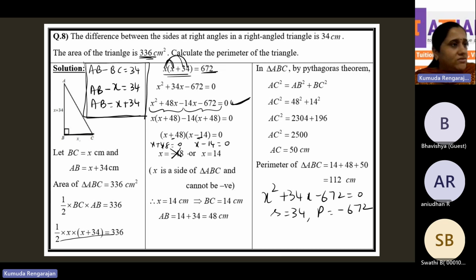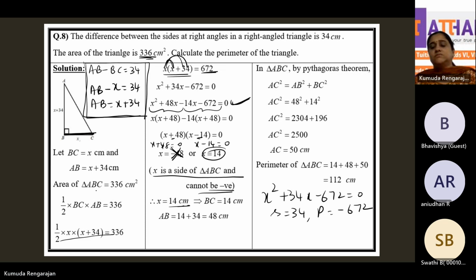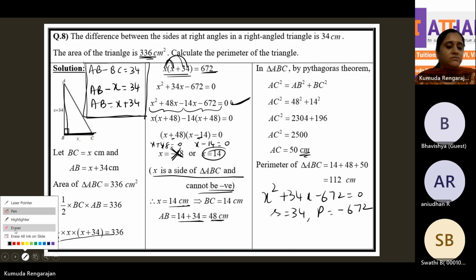Now this negative value of X, you cannot take. X is the side of the triangle and it cannot be negative. So you go with the positive value, which is 14. So X is equal to 14. If X is 14, that means BC is 14. So what is AB then? AB is equal to X plus 34, so 14 plus 34, which is 48 centimeters. Now we found the sides BC and AB. You can find AC using Pythagoras theorem, and then you find the perimeter of the triangle.